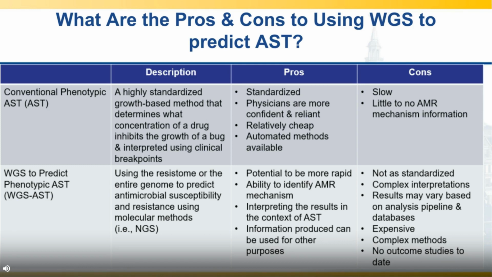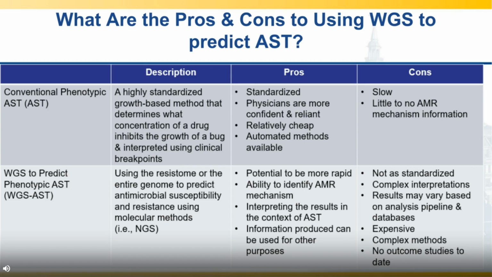The cons to this are that they are slow. As I showed initially, it can take 2 days, if not longer, for the physicians to get that AST profile to try to help tailor therapy. And furthermore, there's little to no AMR mechanism information that is gained from the phenotype.